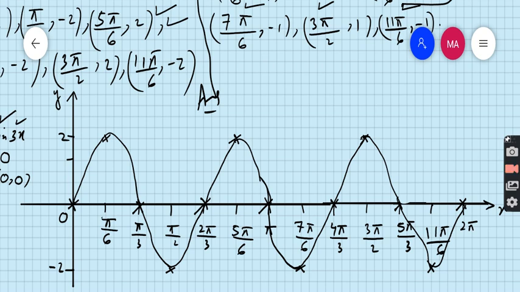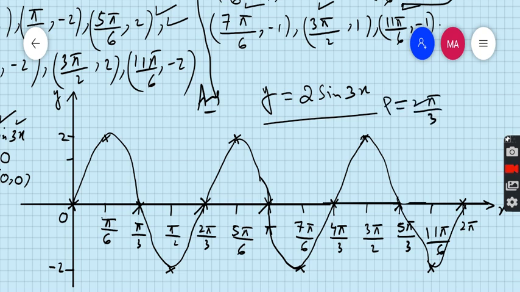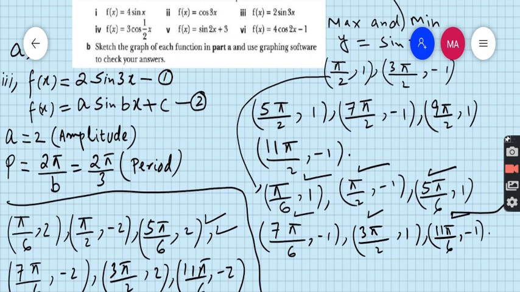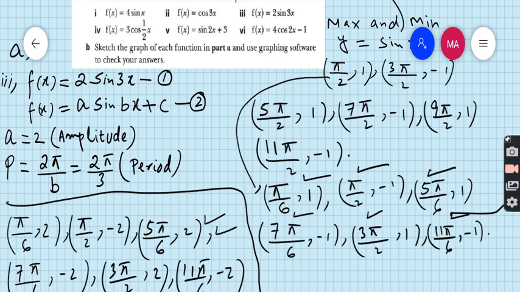My graph is not smooth. This is the equation y equals 2 sine 3x. And you can check the period is 2 pi upon 3. The graph repeats itself after each 2 pi by 3 radians. And if you use a pencil and graph paper, you will get a better graph. So this is the requirement of part B. The first requirement, sketch the graph of each function in part A. So we have successfully drawn it, and now use graphing software to check your answer.